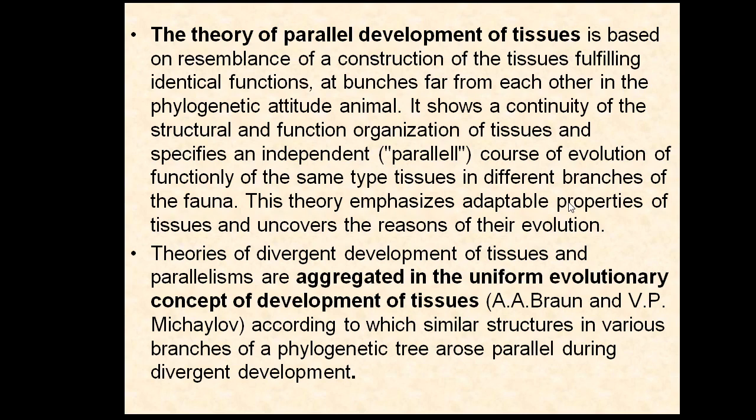Today, the most modern theory of the laws of the tissues is the universal theory of divergent development of tissues and parallelism in their development. It was created by Brown and Mikhailov, according to which similar structures in various branches of the phylogenetic tree arose parallel during the divergent development.